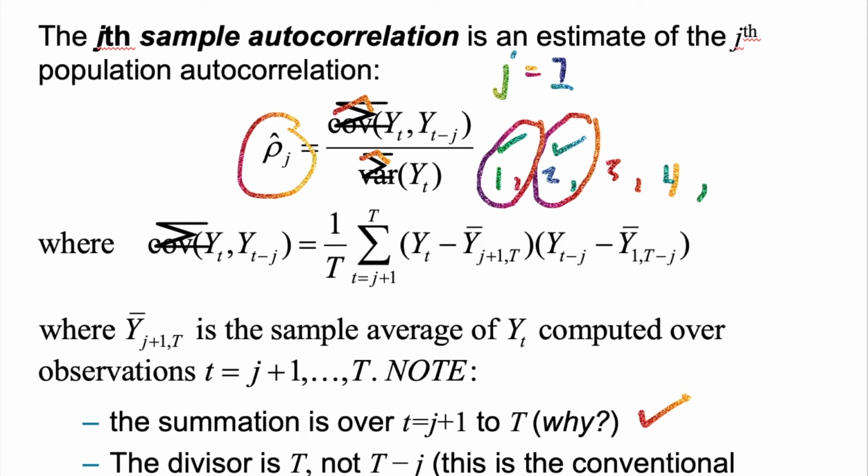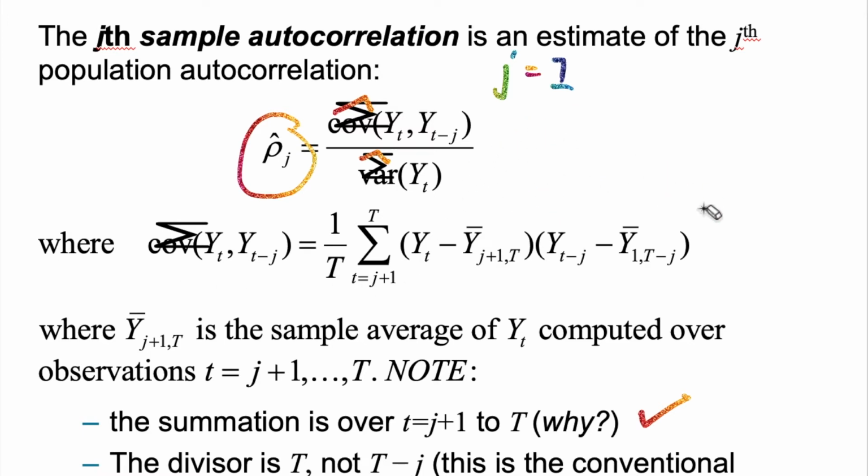Okay, let's look at a different scenario. What if j were equal to 4?